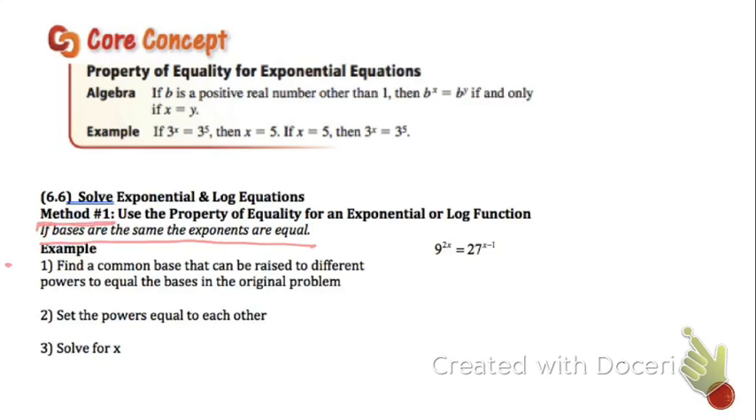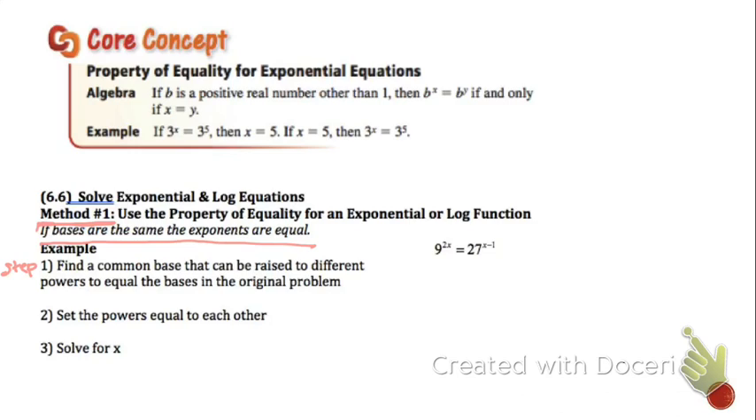If b is a positive real number other than 1, then b to the x equals b to the y if and only if x equals y. So for an example, if 3 to the x equals 3 to the 5th, then I know that x equals 5.